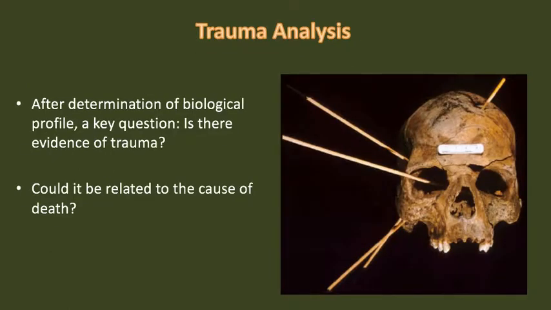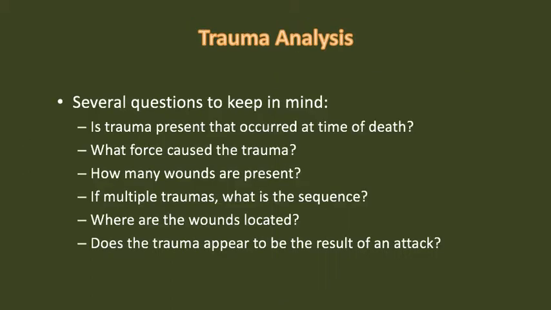Okay, so we have been going through, over the course of the semester, steps that you would go through in doing your forensic analysis. We talked about biological profile last, and we're going to be talking about the next step, which is determining trauma. So the next question after you do your biological profile is to look for evidence of trauma. If you do find evidence of trauma, you analyze it to figure out if it could be related to the person's cause of death. Now, we haven't really talked about cause of death. We will get to that in just a minute.